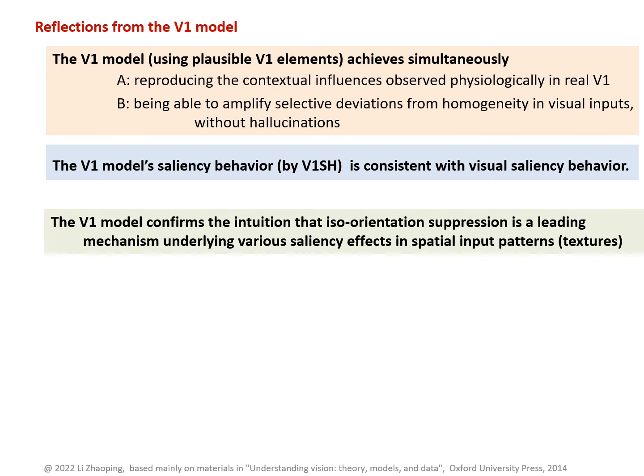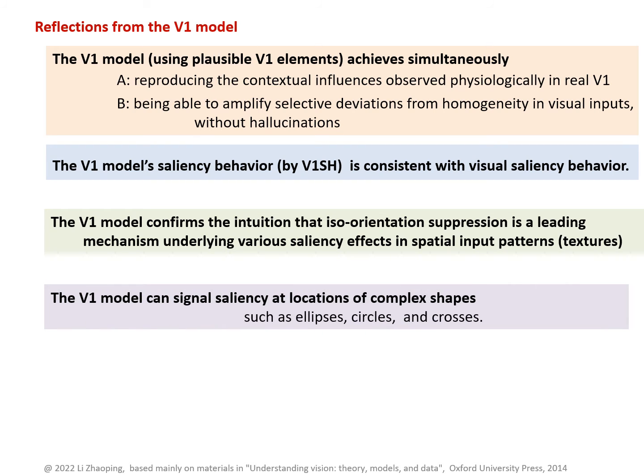This V1 model also confirms our intuition that iso-orientation suppression is behind many saliency effects for visual textures, which are oriented bars in all kinds of spatial arrangements. Such textures evoke typically the most non-trivial saliency behavior, so our model focuses on such visual inputs and has so far ignored other visual input features such as color, motion, and spatial scale.